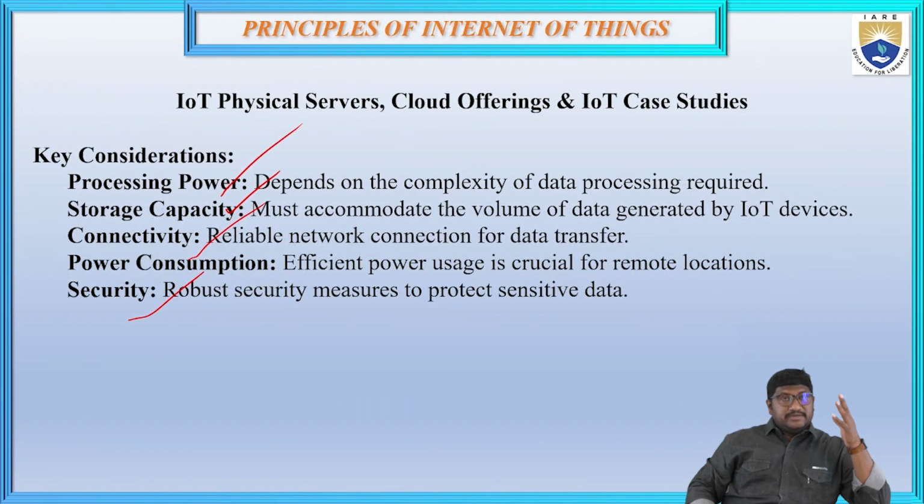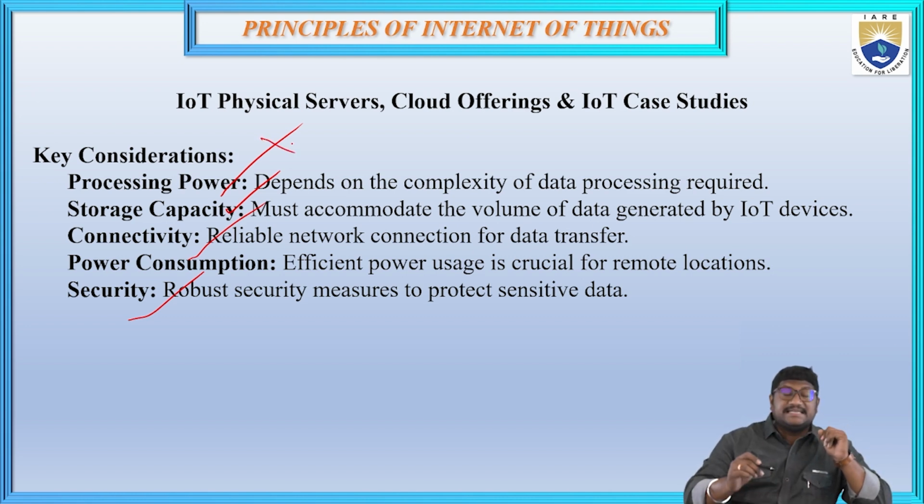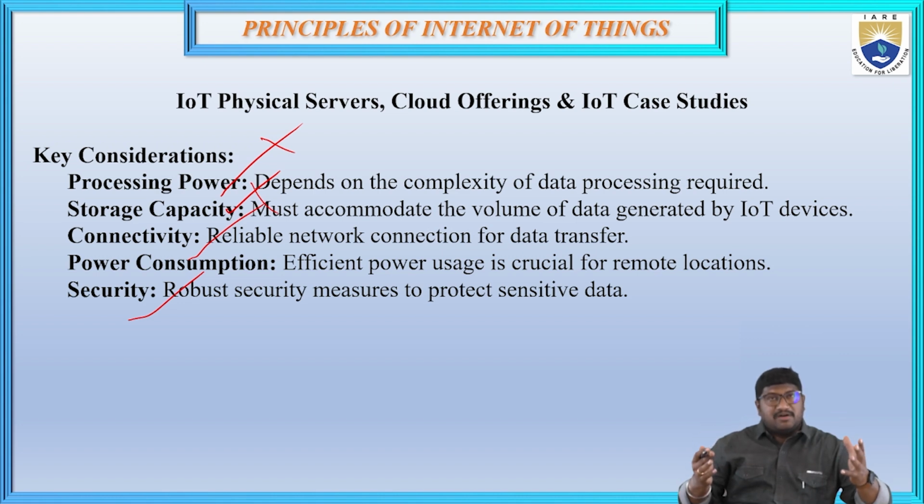And we also need to know about different key considerations. First one is processing power. This was the first key consideration which we need to keep in mind when choosing an IoT physical server. Why? Because processing power depends on the complexity of the data which is going to be processed. And coming to the next factor, which is storage capacity.